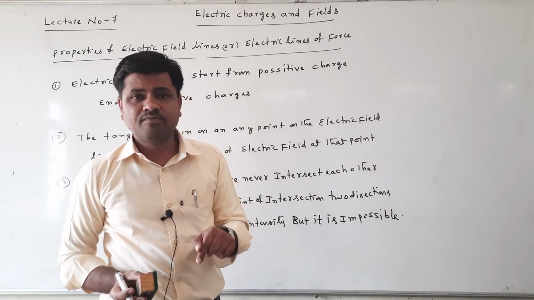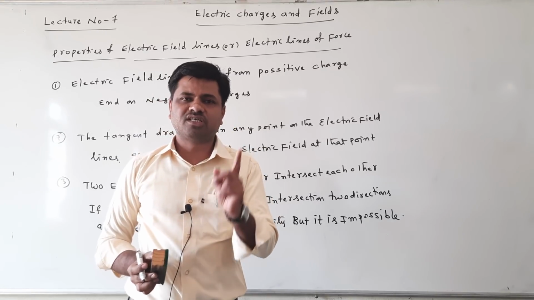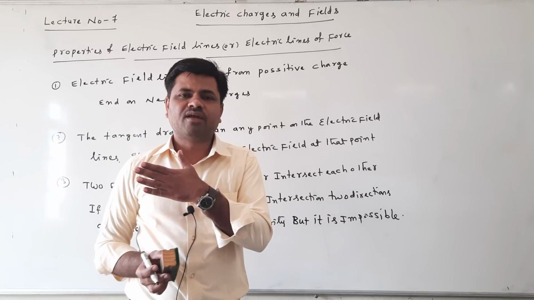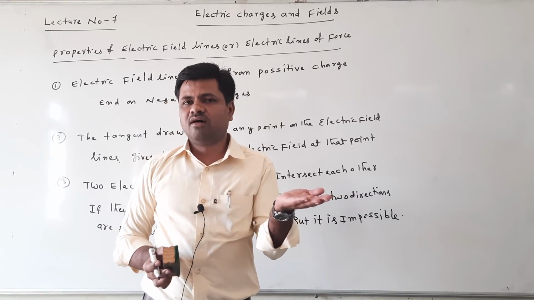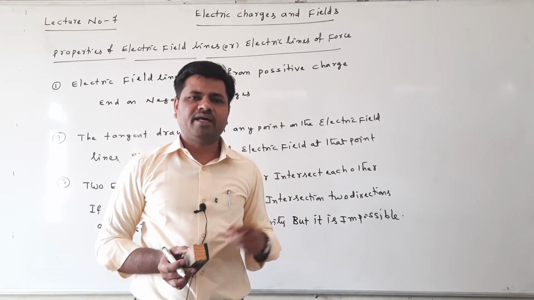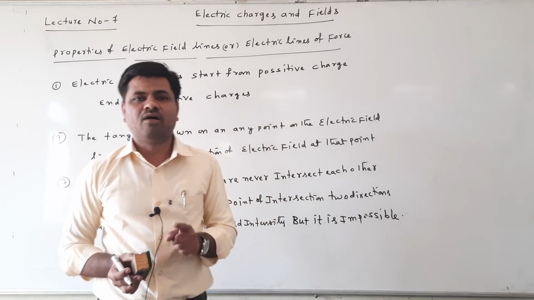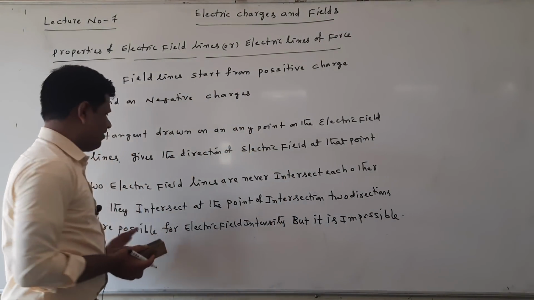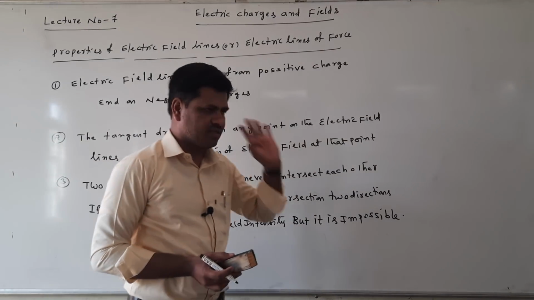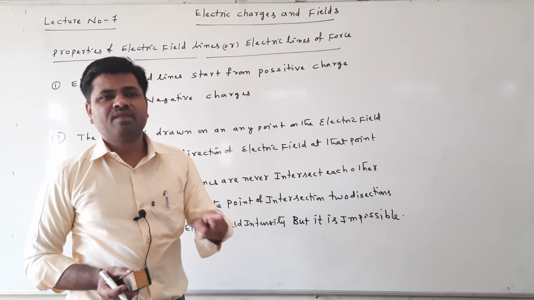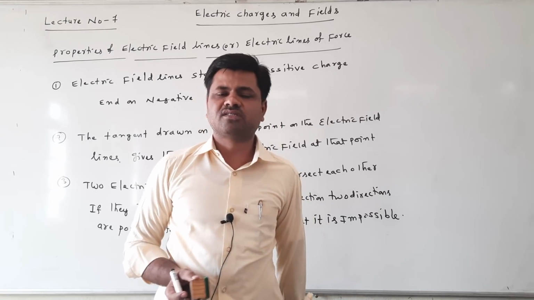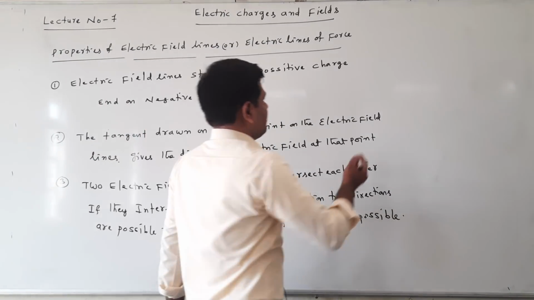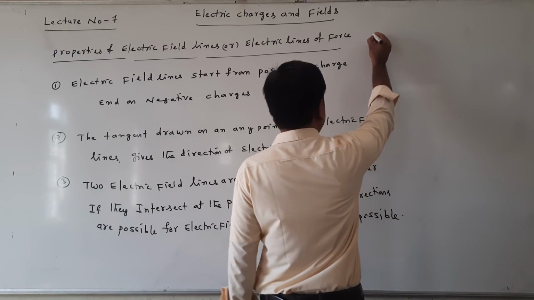If they intersect, what happens here? At the point of intersection, two directions are possible. Along one field line, we can draw one direction, and along another field line, we can draw another direction. But how many directions does the electric field have here? Only one direction. That's the reason electric field lines never intersect each other. At the point of intersection, two directions are possible for the electric field, but it is impossible. This is the third property, a very important property.